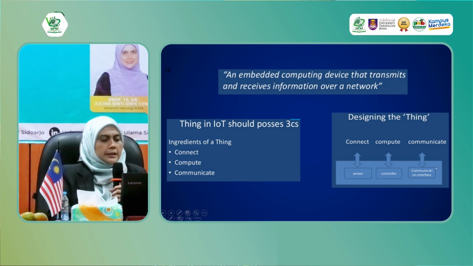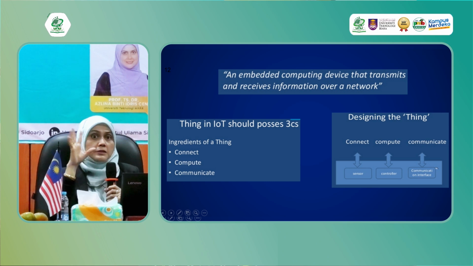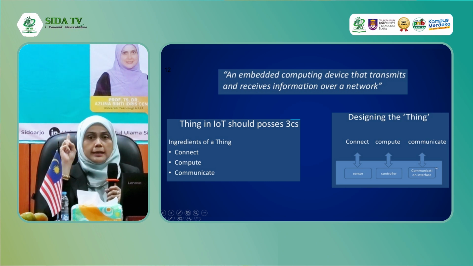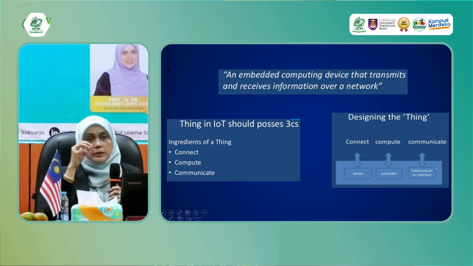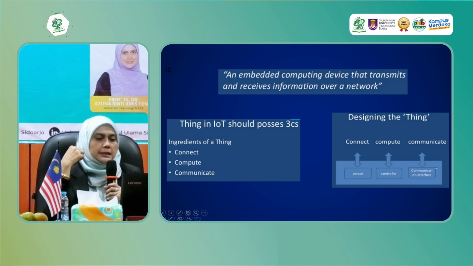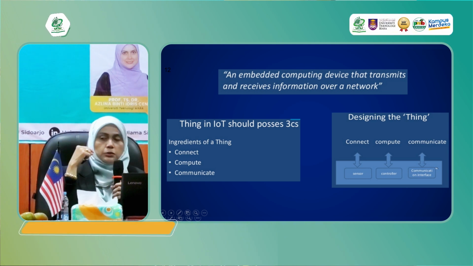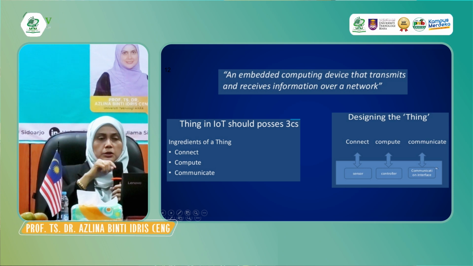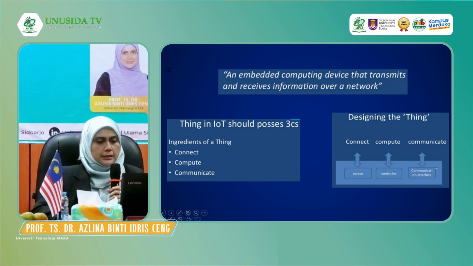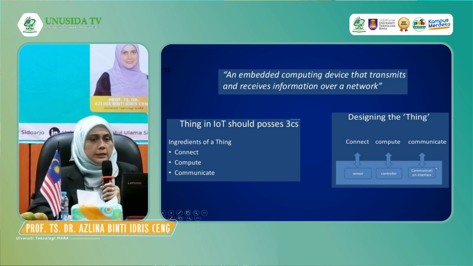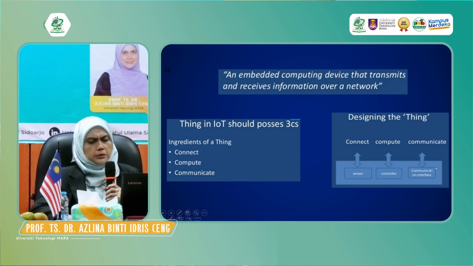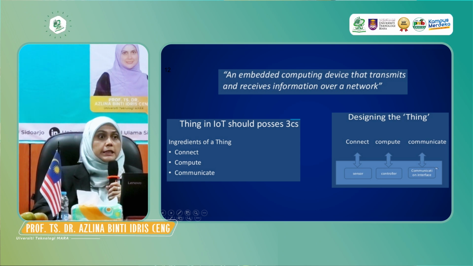So things in IoT should possess 3 C's. The first one is connect, compute, and communicate. So the thing itself does the process of compute, connect, and communicate. For example, to design the things, connect, it will use a sensor. If you want to do the connection, you need to have a sensor. Compute, you use a microcontroller, and communicate, we are using a communication interface, for example, handphone.